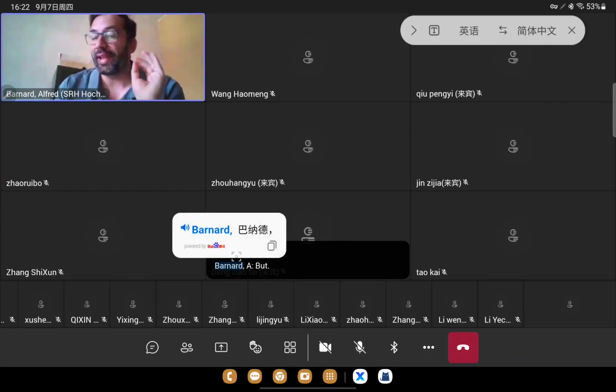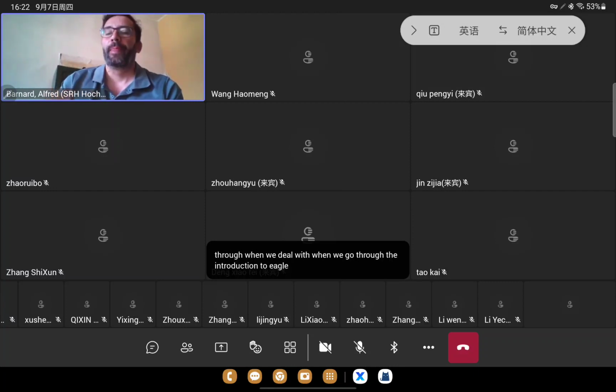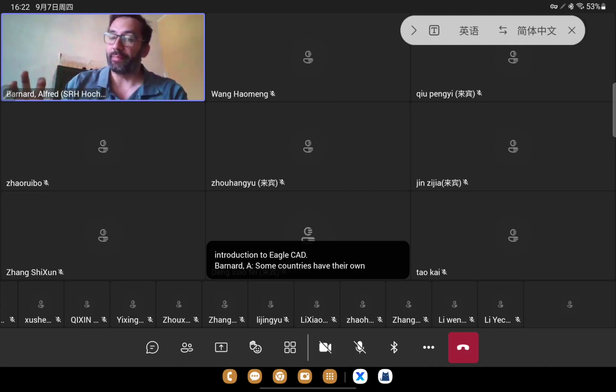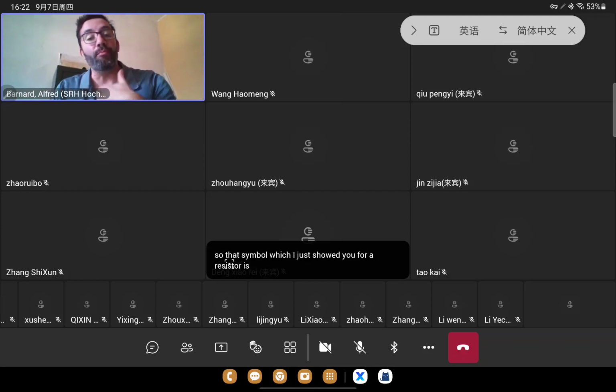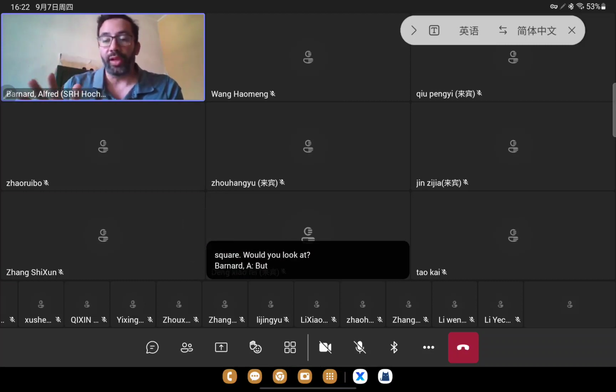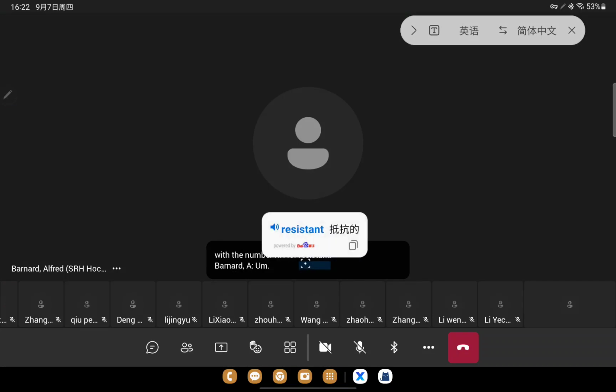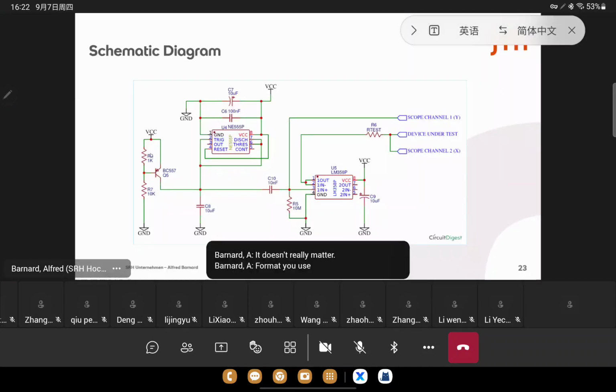But as always, it's not that simple. We'll go through this when we go through the introduction to EagleCAD. Some countries have their own symbols. So that symbol, which I just showed you for a resistor, is I think the American symbol for a resistor. But a resistor can also just be a simple square, which we will look at. They all will have ohm values or start with the letter R, R for resistor. It doesn't really matter what format you use, the American type of symbol, or I think it's a British symbol, they all mean exactly the same thing.